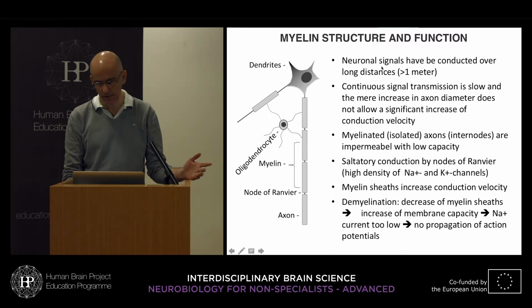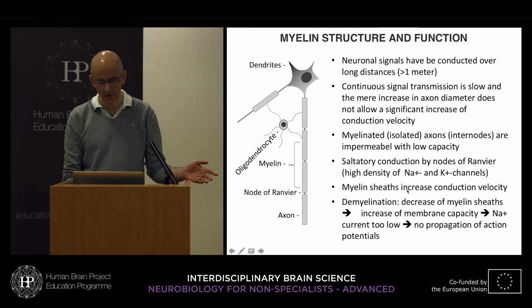Neuronal signals in mammals or in vertebrates have to be conducted over long distances. In man, it's over 1 meter. Continuous signal transmission is very slow, and the mere increase of axon diameter does not allow a significant increase in conduction velocity. Therefore, nature has invented myelin because myelinated, isolated axons, the so-called internodes shown here, are impermeable with low capacity. And we have a saltatory conduction via the nodes of Ranvier, shown here, where there is a high density of sodium and potassium channels.